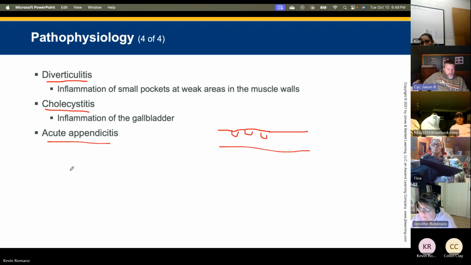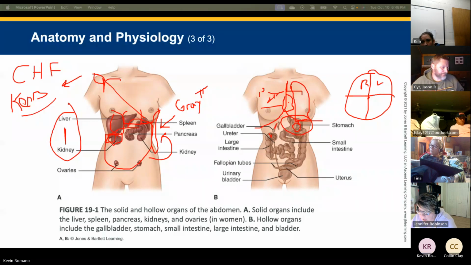So if you feel part of the right, we're on slide 24. All right, so we're on slide 24. Okay. So your appendix is located on the right side, so down here, right? Right there somewhere. Okay. What you want to do is you want to measure from the umbilicus three-quarters of the way down into your groin, your pelvis, and that's going to be the McBurney's point location.